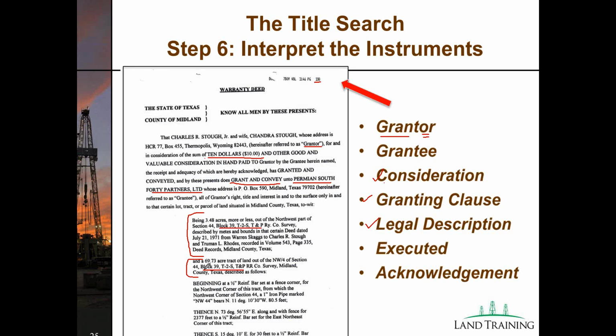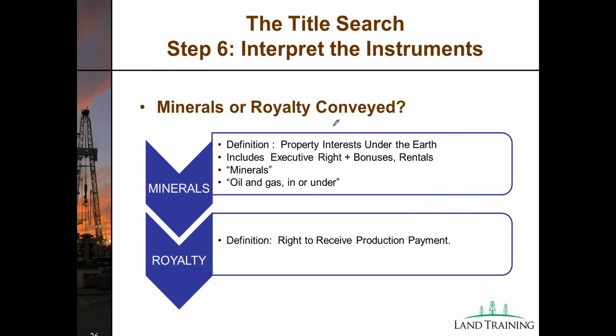Block 39, section 44. All right, then I'm going to make sure that it's signed and that it's acknowledged. I know it's recorded because it's already in the deed records. Now, when you're looking at these instruments, it's very important to distinguish what is being conveyed. Are they conveying minerals or are they conveying the royalty?